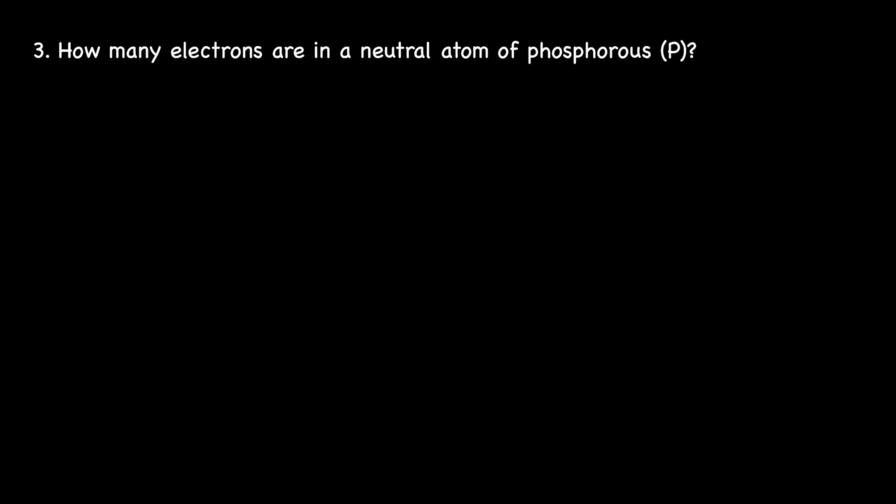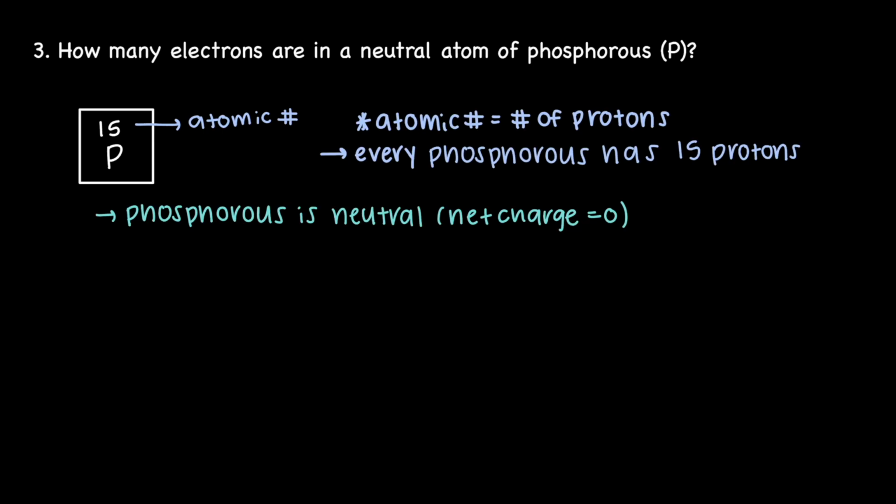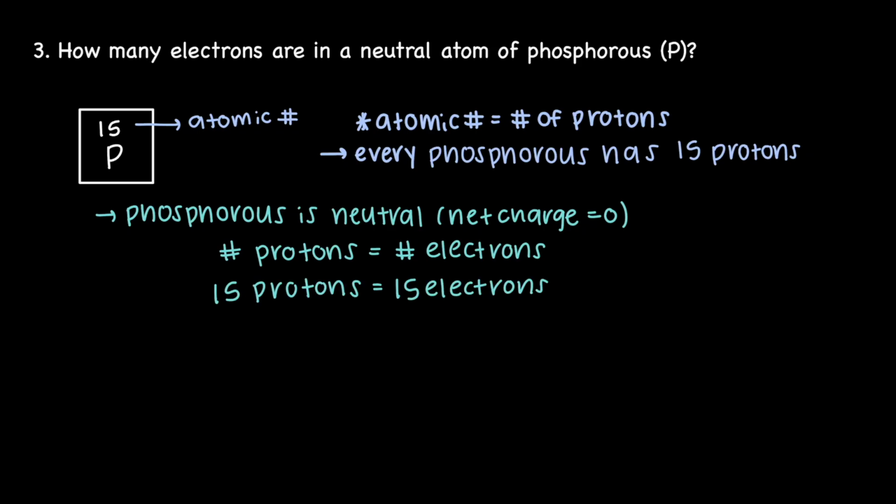Question 3. How many electrons are in a neutral atom of phosphorus? Find phosphorus on the periodic table. Its atomic number is 15. This means the nucleus contains 15 protons. The keyword here is neutral. In chemistry, neutral implies a net charge of 0. To cancel out the plus 15 charge from the nucleus, the atom requires a minus 15 charge from the electron cloud. Therefore, a neutral phosphorus atom must have 15 electrons.